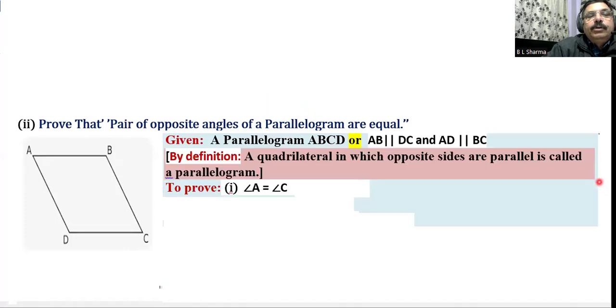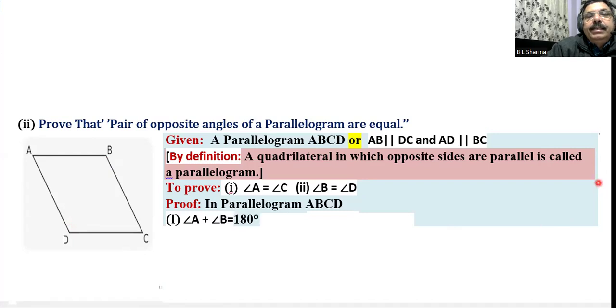Angle A is equal to angle C. These are opposite angles. Similarly, angle B and D are also opposite angles, so they should also be equal. ये हमें प्रूव करना है. And how to prove? Say, in parallelogram ABCD, angle A plus angle B is equal to 180 degree.